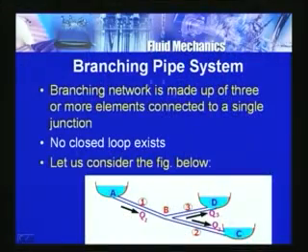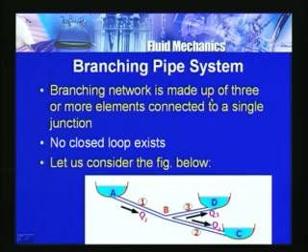So, in the last lecture we discussed the pipes in series system and the pipes in parallel system. Now today we will discuss the branched pipe systems, or branching of pipe system. So, here the branching network is made up of either 3 or more elements connected to a single junction.